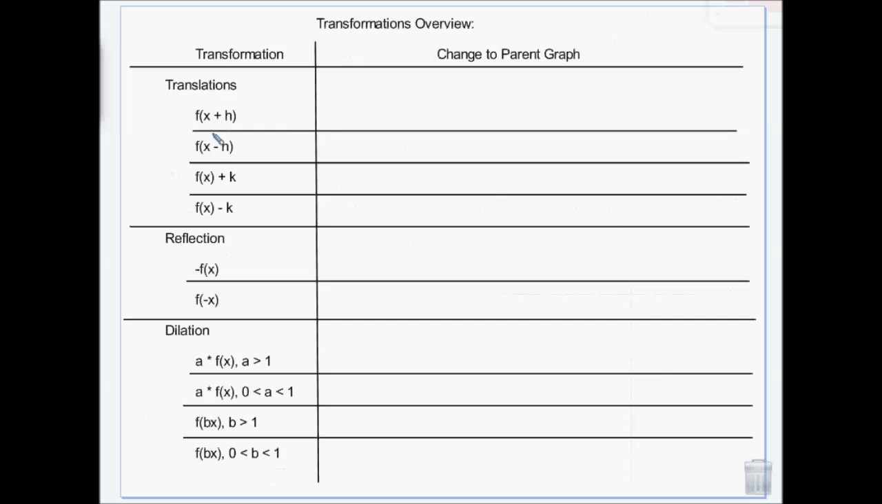So we'll start filling this out now. If I'm adding or subtracting inside, this is h units to the left. So this direction. And then this would be h units to the right. So we'll move this direction. Plus k on the end is k units up. And minus k is k units down.